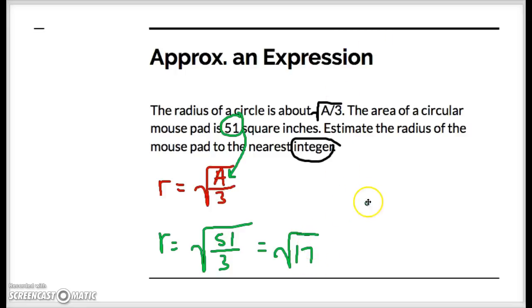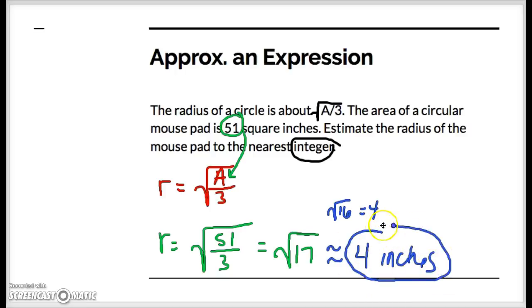But I know the square root of 16 is 4. So I know the square root of 17 has to be really close to 4. And since they just want us to estimate it, we're going to say that that is about, once that squiggly equal sign, it's going to be about 4 inches, the radius of that mouse pad.